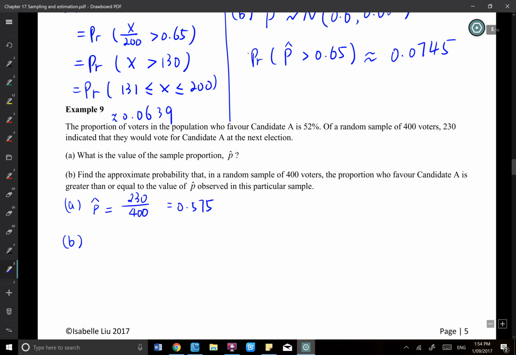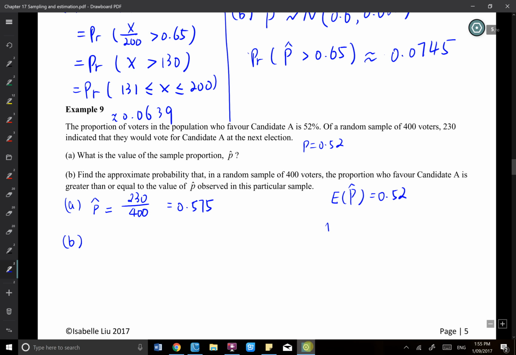Okay, B. What is your true p, the true population proportion? It's 0.52. Don't forget your true p is 0.52. It's not 0.575, even though that's what was observed. That is the sample proportion, not the true proportion. So when you calculate the expected p hat, it will be 0.52.